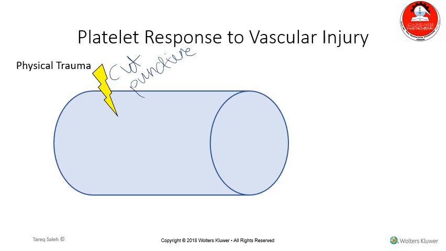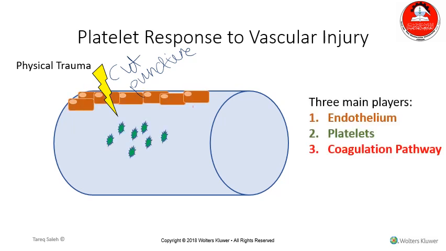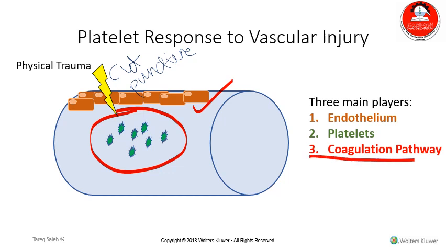that trauma initiates a series of complex interactions between three main players in the blood. Okay, these players are the endothelial cells that line the vessel wall, platelets that are normally circulating in the blood, and the coagulation pathway consisting of many different coagulation factors. So these three components play together in order to achieve one goal, which is that we need to stop the bleeding that is caused by the physical trauma. This is the main purpose of these three components.